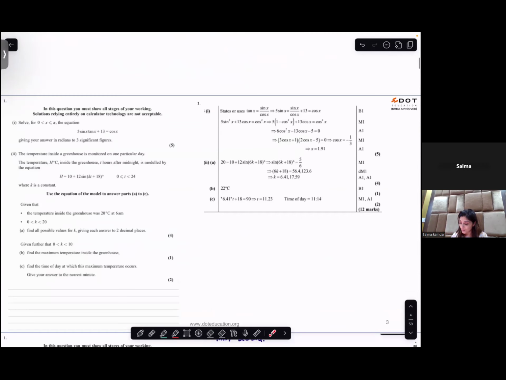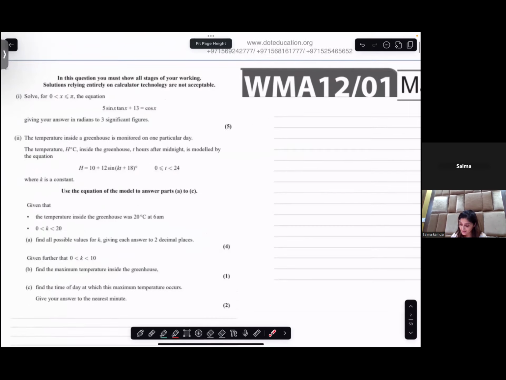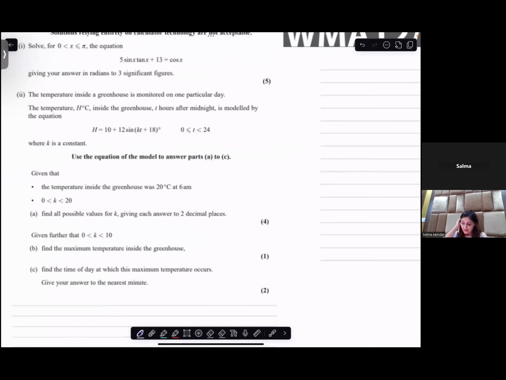I read my question properly. That is the key for everything. So the next part says, let's read it. I've done the A part. I have temperature inside a greenhouse. Read the parameters very properly. I have temperature inside a greenhouse, which is monitored on a particular day. The temperature is H degrees inside the greenhouse, T hours after midnight, and is modeled by this equation.